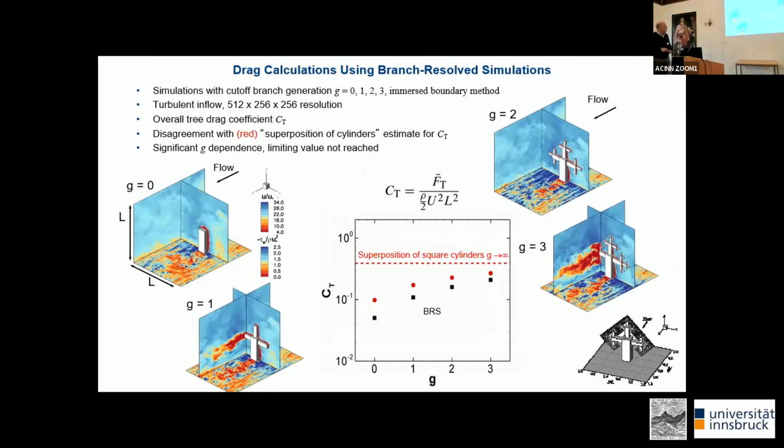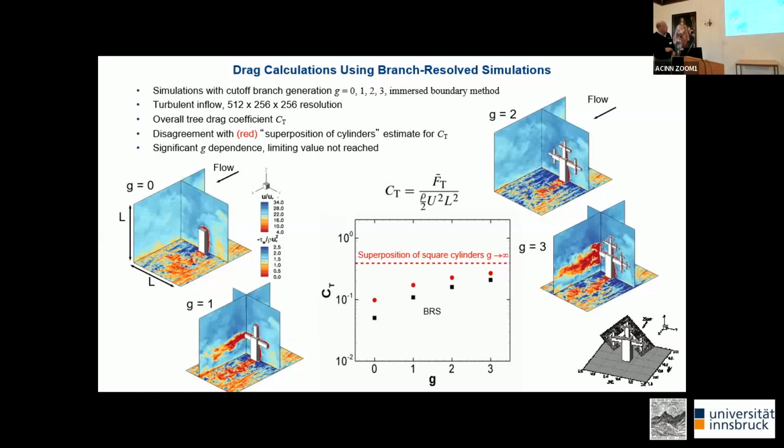So we measure the drag coefficient as a function of generation. I'll call this generation 0. And we get, so this is a branch resolved simulation, we get this drag coefficient. Then I add one generation of branches, I get a marginal coefficient, and I keep adding. As you can see, this is a log scale, so the drag actually increases quite a bit. Of course, the smaller ones have less drag, but there are many more of them. So in fact, it's not obvious.